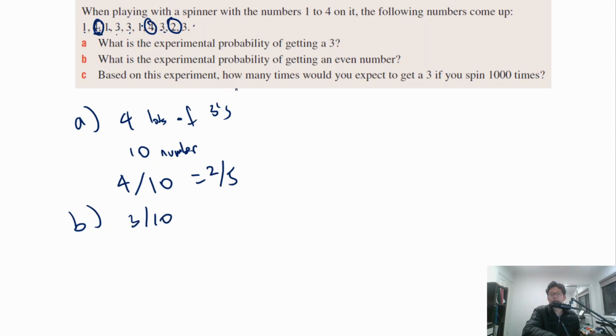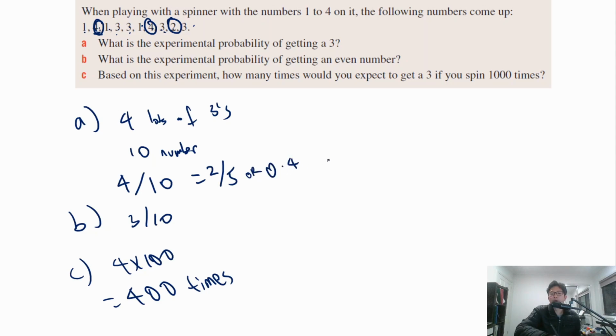And based on this experiment, how many times would you expect to get a 3 if you spin 1,000 times? So out of 10, we got 4 times. I'll just multiply that by 100. And C would be 400 then. Just make sure you add the units. That'll be 400 times. And this answer can also be written as a decimal or a fraction. So any one of these three answers will give you the correct mark.